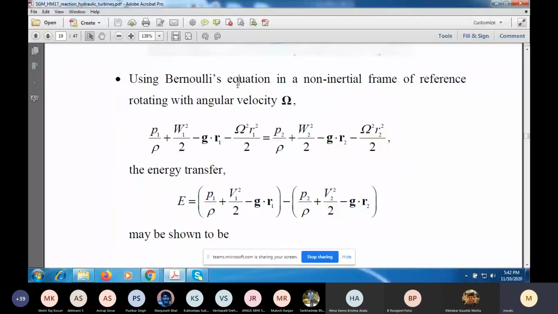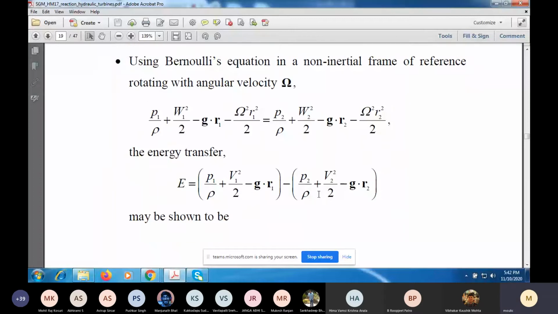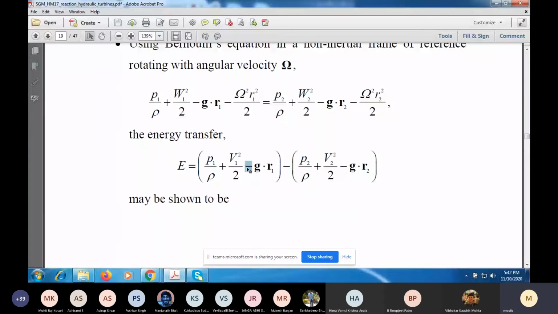Now I can apply Bernoulli's equation in the rotating frame because the flow will be stationary in a frame of reference rotating with the angular velocity of the impeller or runner. So this, as you can see, has the relative kinetic energy, the gravitational potential energy, and this centrifugal term here. But the energy transfer is the head that is extracted. So the reduction in head from 1 to 2. So head is the sum of pressure and the absolute kinetic energy and the potential energy. So the sum of these three quantities at the inlet to the impeller minus the same quantities at the outlet is your energy transfer. Now we have an expression involving P1 and g dot R1 over here.